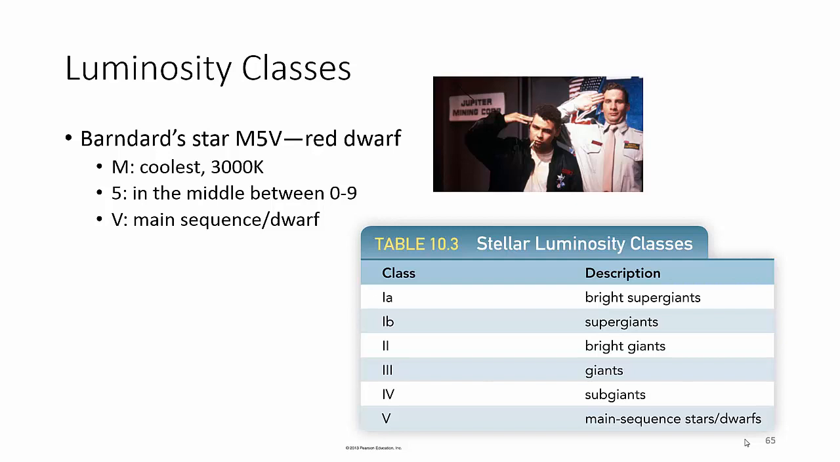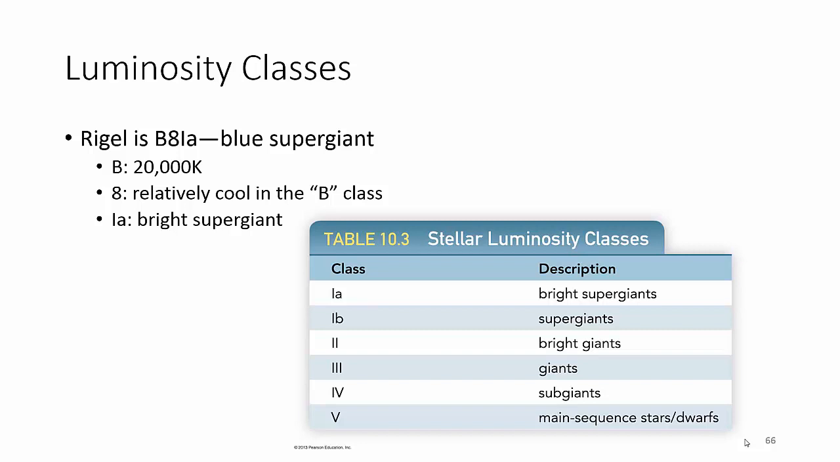Rigel, it's B8IA, right? Blue supergiant. So we know it's a blue supergiant, but look at these categories. B, from Oh Be A Fine Guy/Girl, right? So B is very hot, right? So 20,000 degrees Kelvin. 8, it's on the cool side of the B class, right? 0 to 9, so it's on the cool side. And then IA, right? It's a bright supergiant. So not even just a supergiant, it's a bright supergiant.